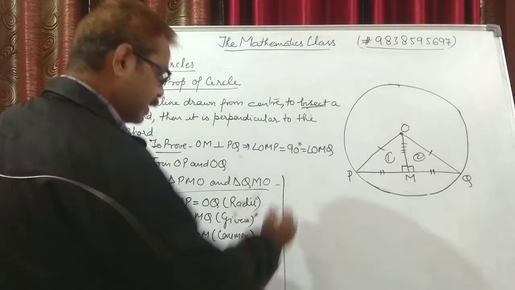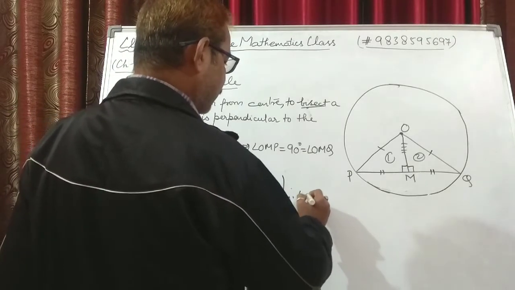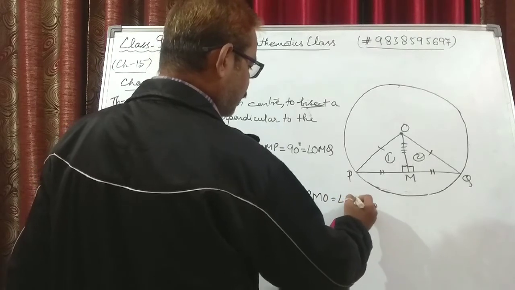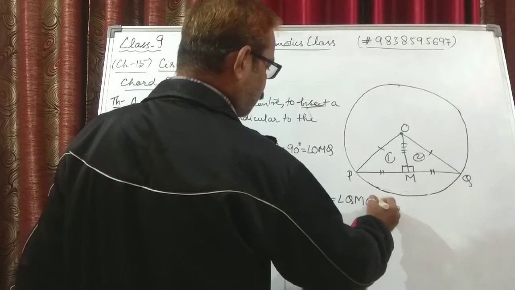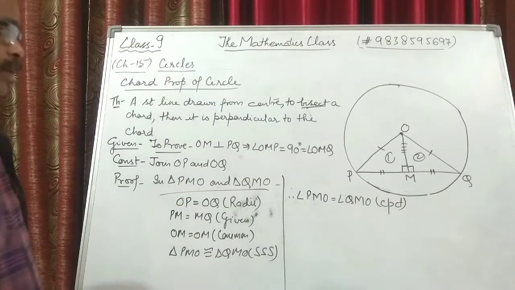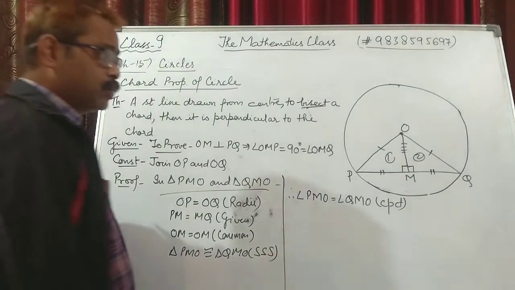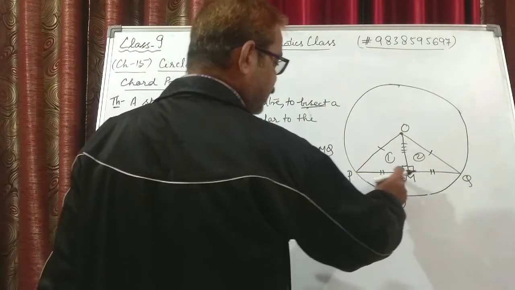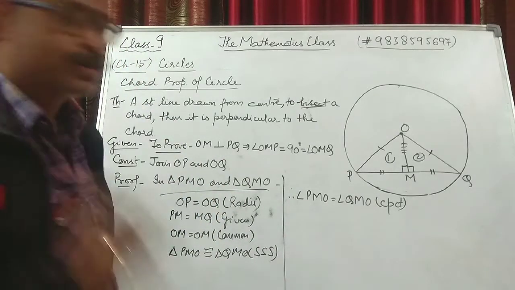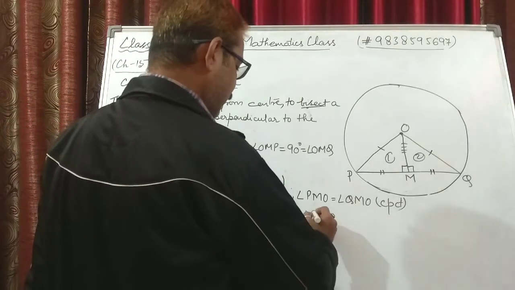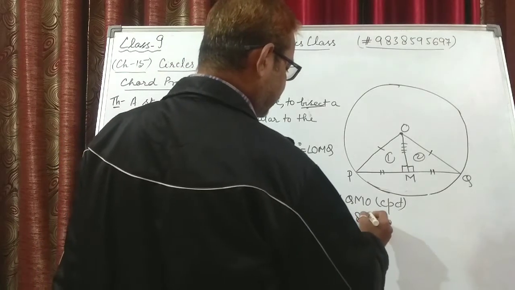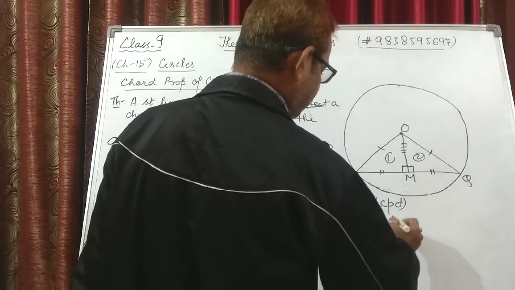Therefore angle PMO is equal to angle QMO. What reason? CPCT. Next, we have to prove that they are equal to 90 degrees. We can say that angle PMQ is equal to 180 degrees, because it is a straight angle.